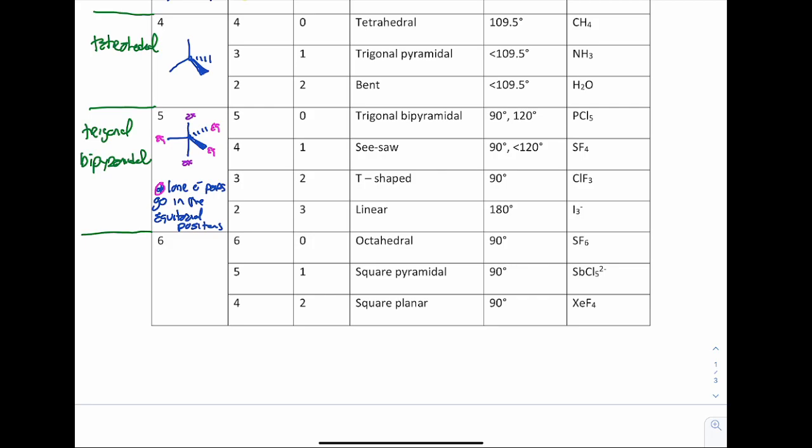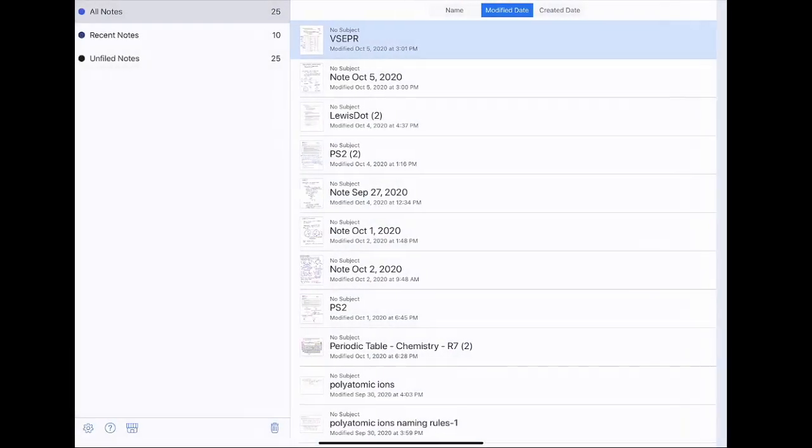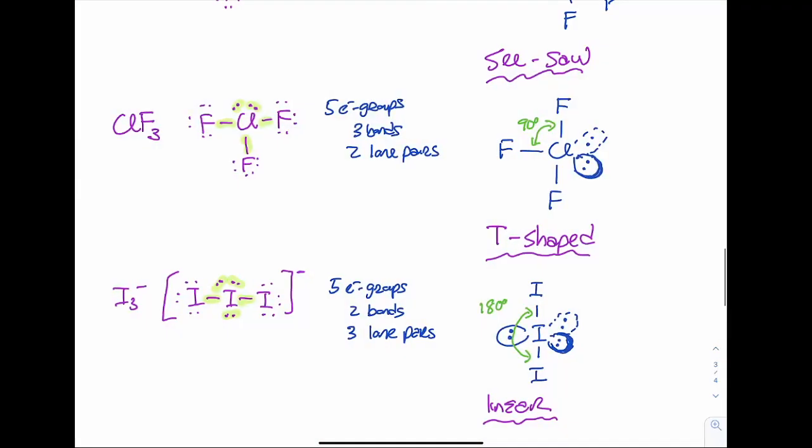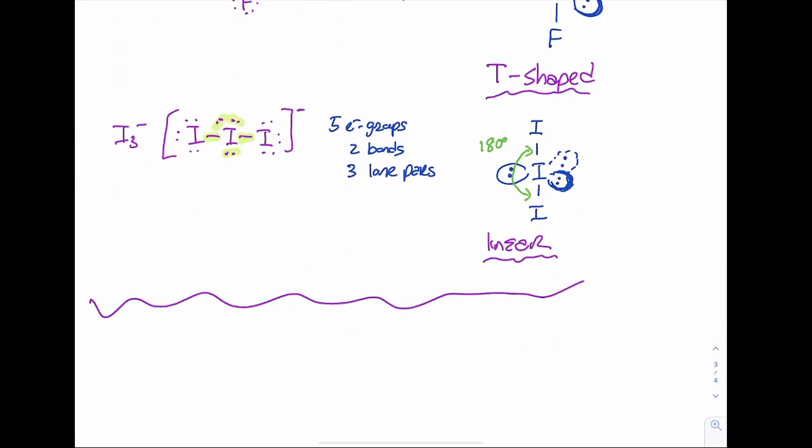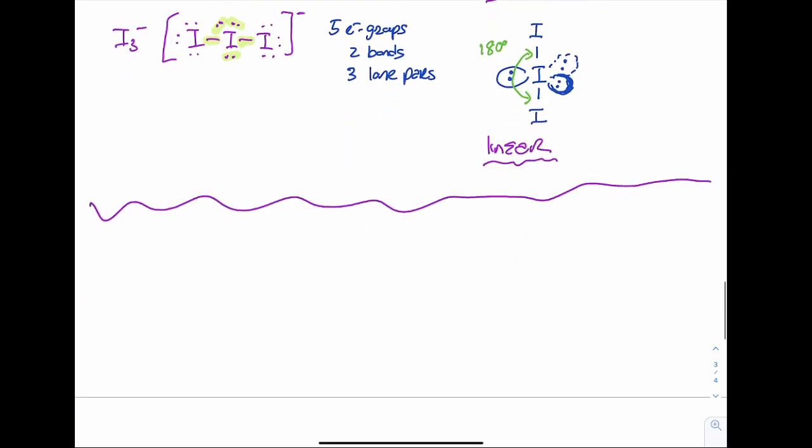As you can imagine, there's more, right? The more bonds we have, the more bonds we can replace with lone pairs, but we're just going to do 3 of them for our 6 electron groups. So going out and doing our examples. My first one is going to be SF6.